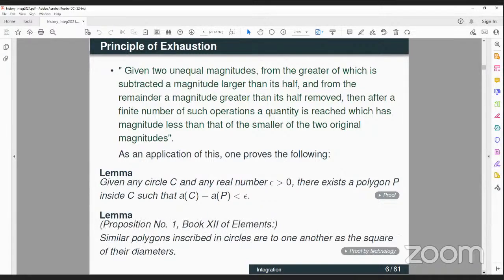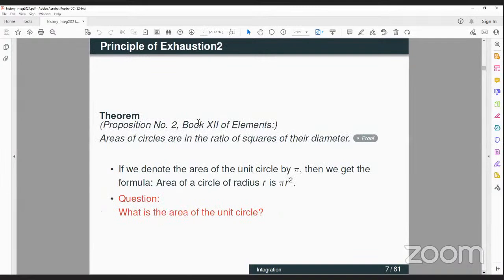So for this, one needs a lemma, which is proposition 1, book 12 of the Elements, that similar polygons inscribed in circles are to one another as the squares of their diameters. So you can see that the two are related, and once you use these two, you can prove proposition 2, book 12 of the Elements: the areas of circles are in the ratio of the squares of their diameters. So this is one of the important theorems that was proved using the principle of exhaustion.